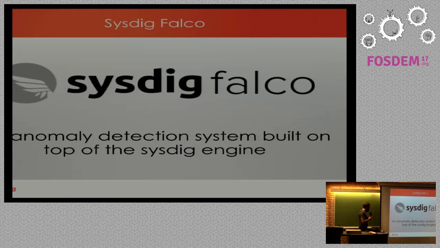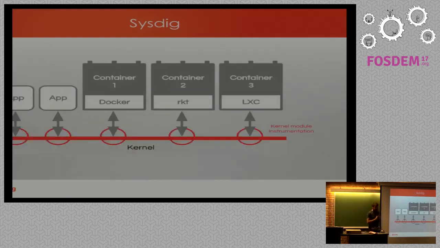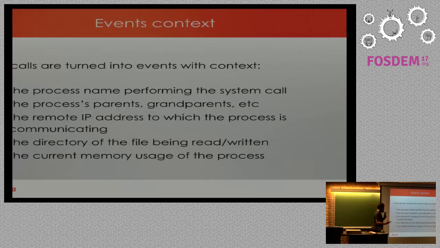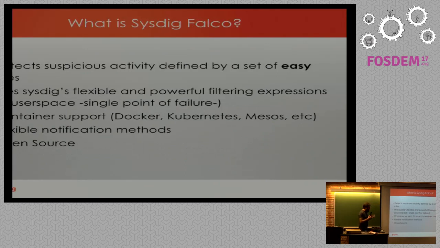Sysdig Falco is an anomaly detection system built on top of Sysdig Engine. With Sysdig Engine, basically what we do is load a very small kernel module that allows us to capture all the system calls, and we move those into a user space process where we decide what to do with them. We have an event stream where we get all the system calls, but I'm not going to get into the details here. The benefit of this is that for every system call, for every event, we have all the context: the users, the IP addresses that are related to that system call, and everything.